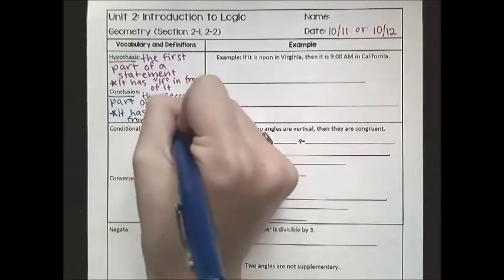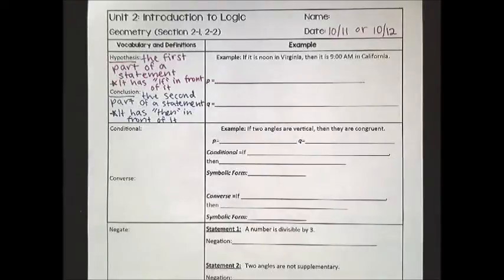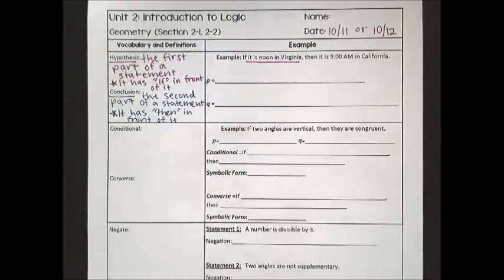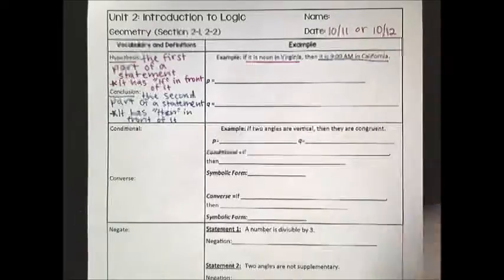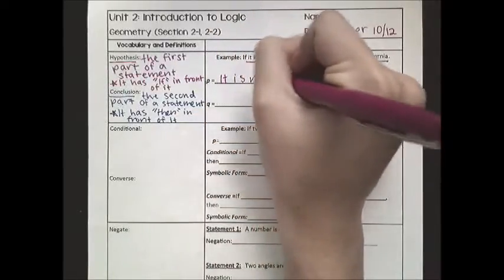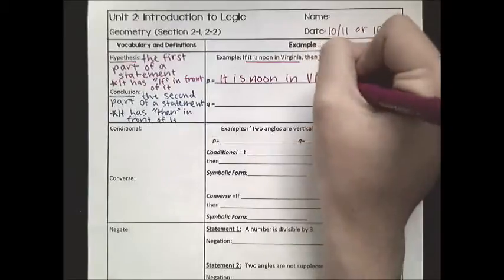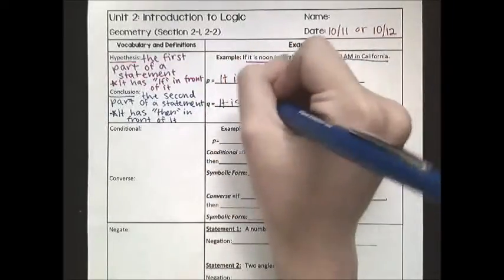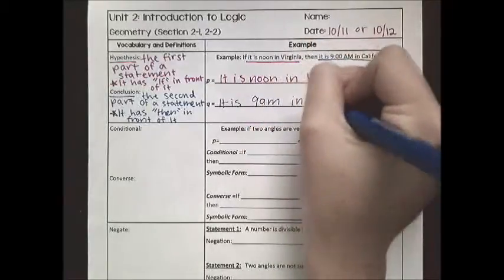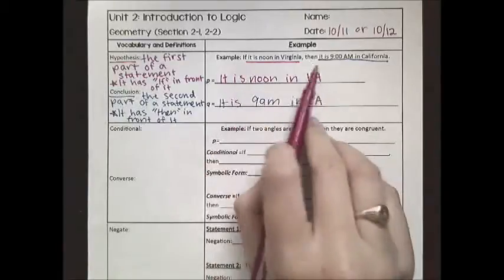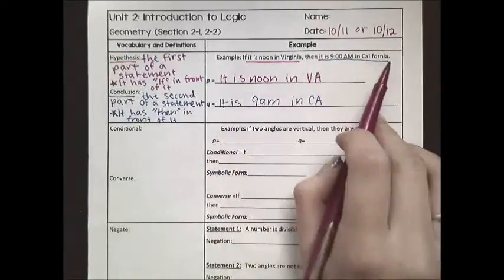So let's take a look at this example. If it is noon in Virginia, then it is 9 a.m. in California. So our hypothesis is it is noon in Virginia. And our conclusion is it is 9 a.m. in California. So the hypothesis and conclusion do not include the words if and then. They're just the little statements that come after it.